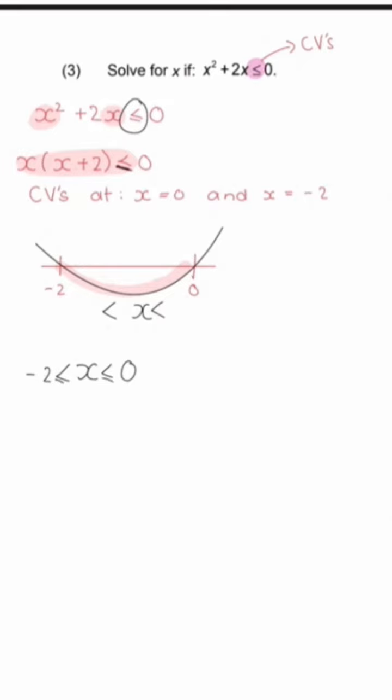If you want to write it the other way, you'd say x is an element of the interval, inclusive of negative 2 up until 0 inclusive bracket. That's the other way that you can write this.